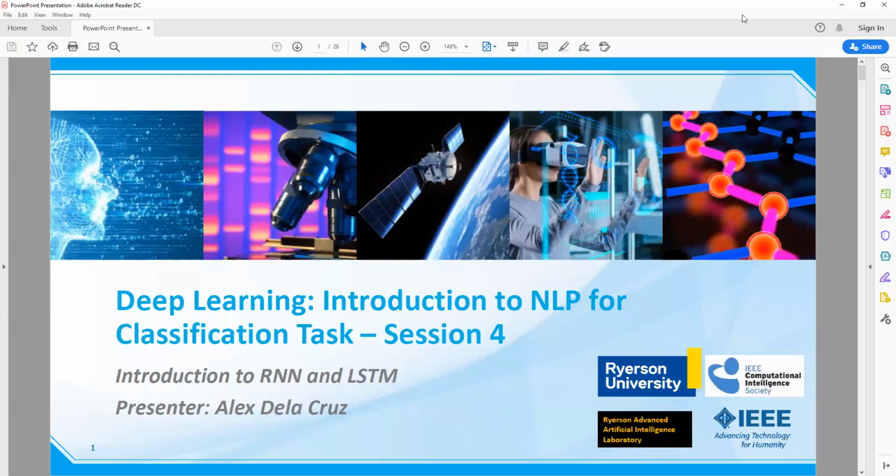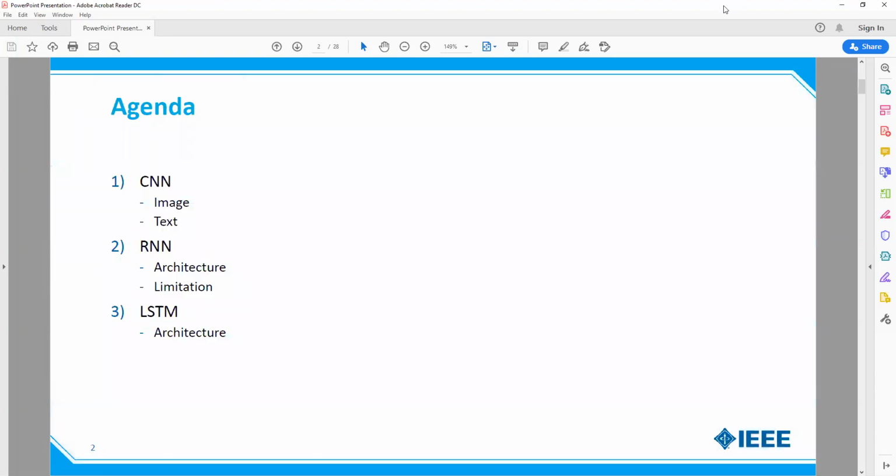I'll go ahead and start now then. So for this week's tutorial, I'll be going over RNN and LSTM, the primary backbone for NLP tasks when it comes to deep learning. As for today's agenda, as I mentioned, I'll be covering RNN and LSTM.